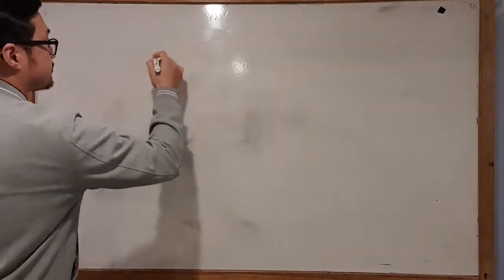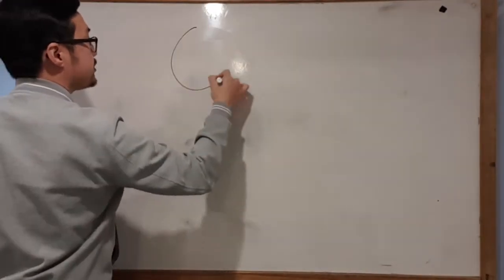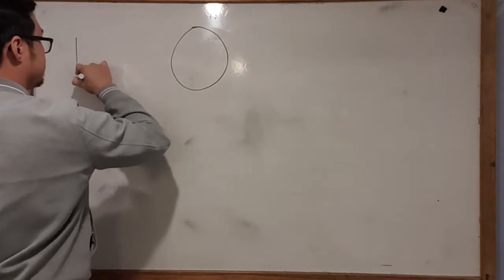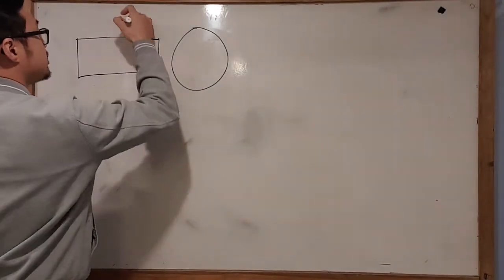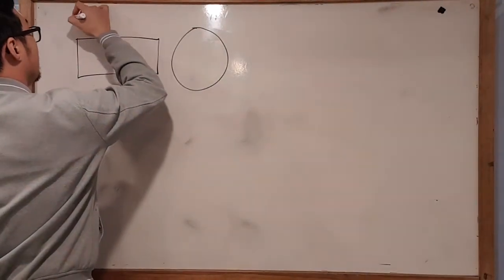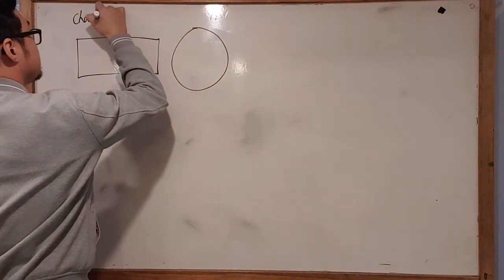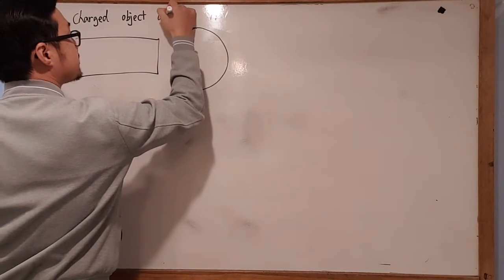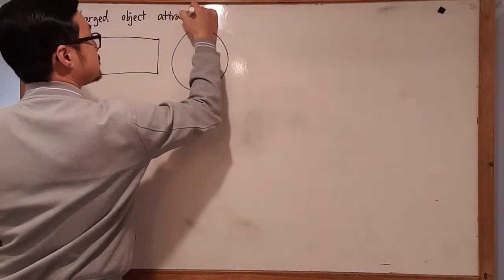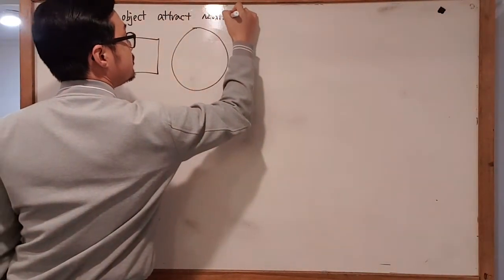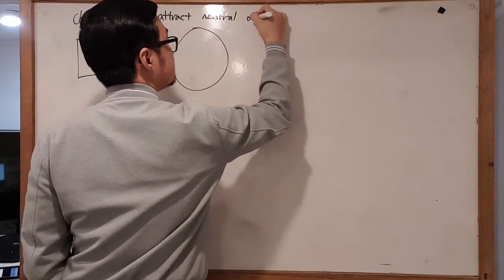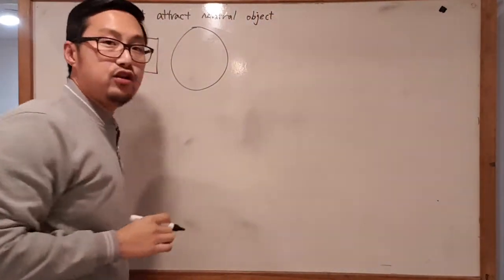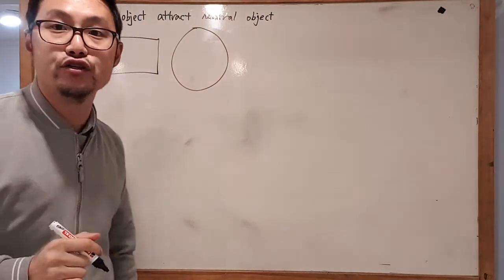Okay, say here, if you have an object, say this charged, or this one we say charged object, attract neutral object. Okay, let's have a look. Why does a charged object attract a neutral object?